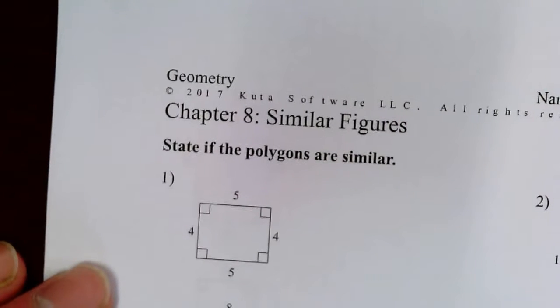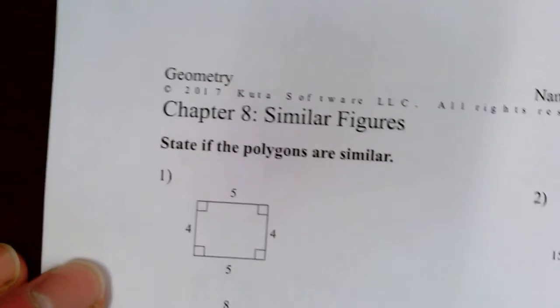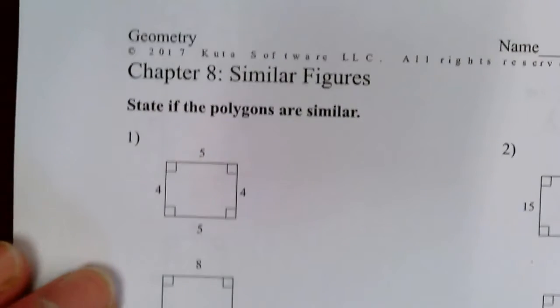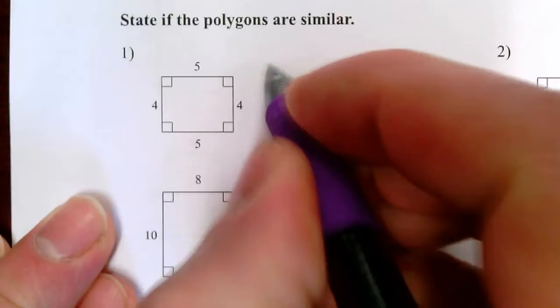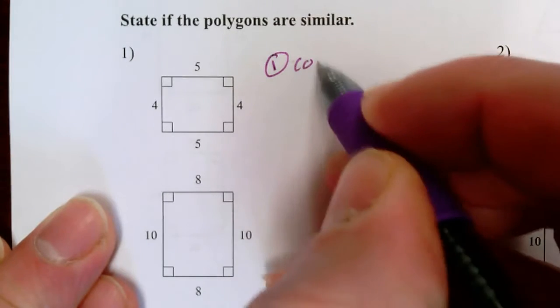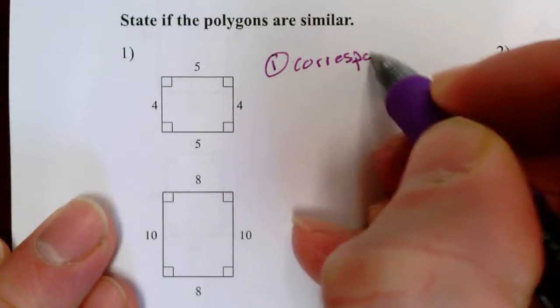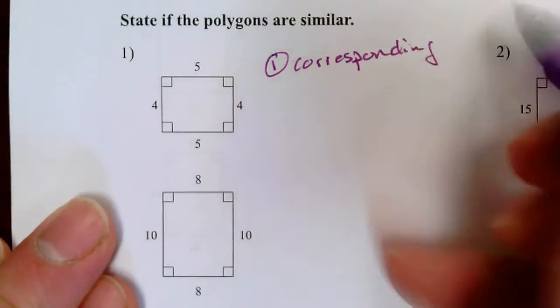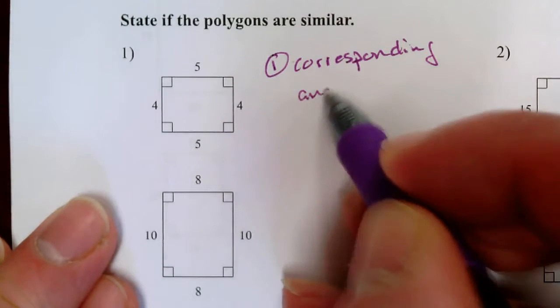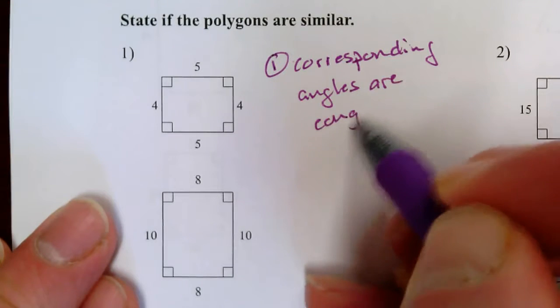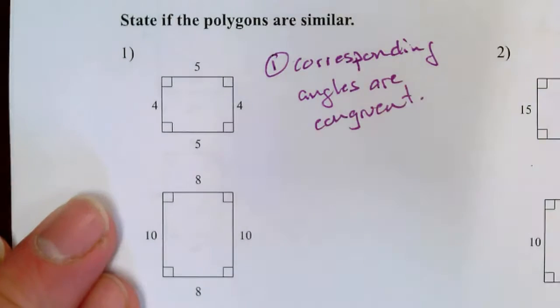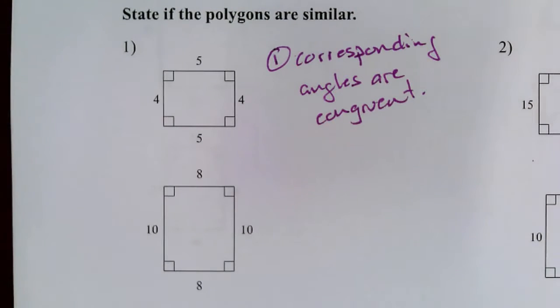All right, in this video we're trying to decide if these figures are similar. For two figures to be similar, two things have to be true about them. One, corresponding angles are congruent. So when you match them up, all the corresponding angles are congruent.